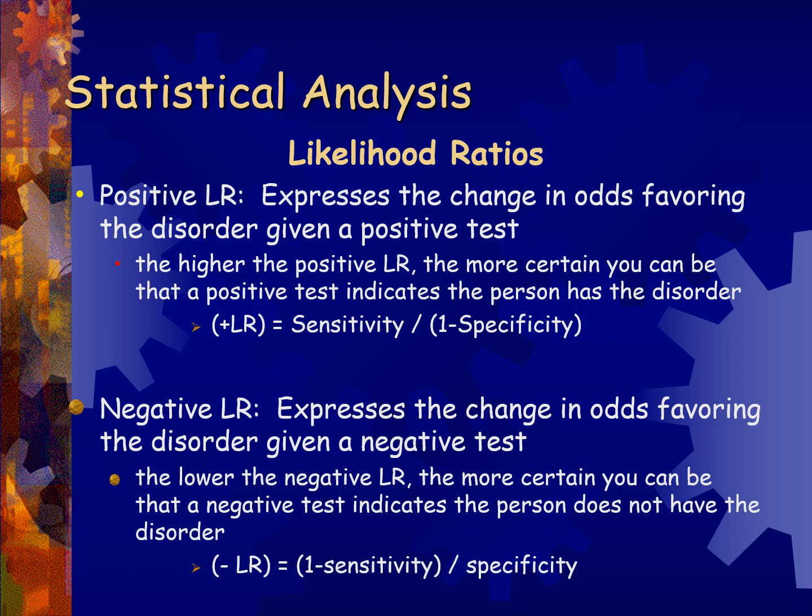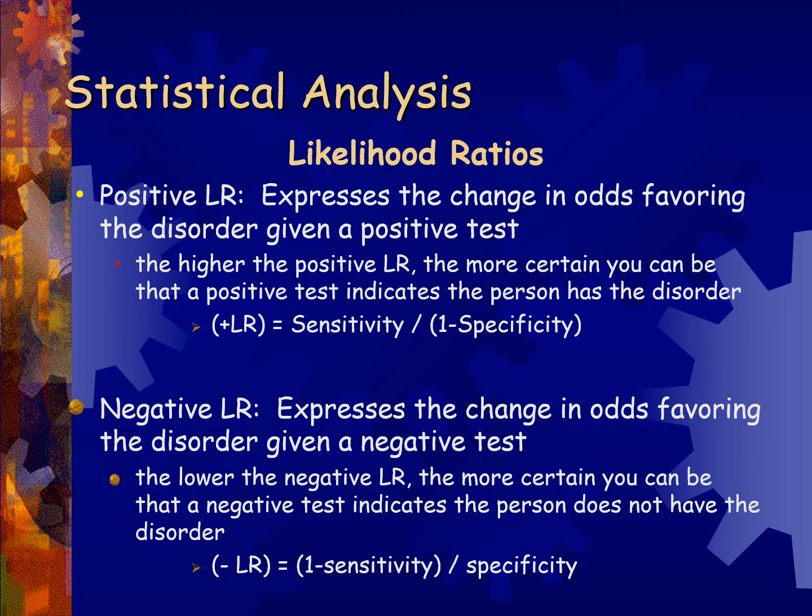Understanding sensitivity and specificity data allows us to calculate positive and negative likelihood ratios. A positive likelihood ratio expresses the change in odds favoring a disorder given a positive test. The higher a positive likelihood ratio, the more certain you can be that a positive test indicates the person has a disorder. And the formula for that is sensitivity divided by 1 minus the specificity.